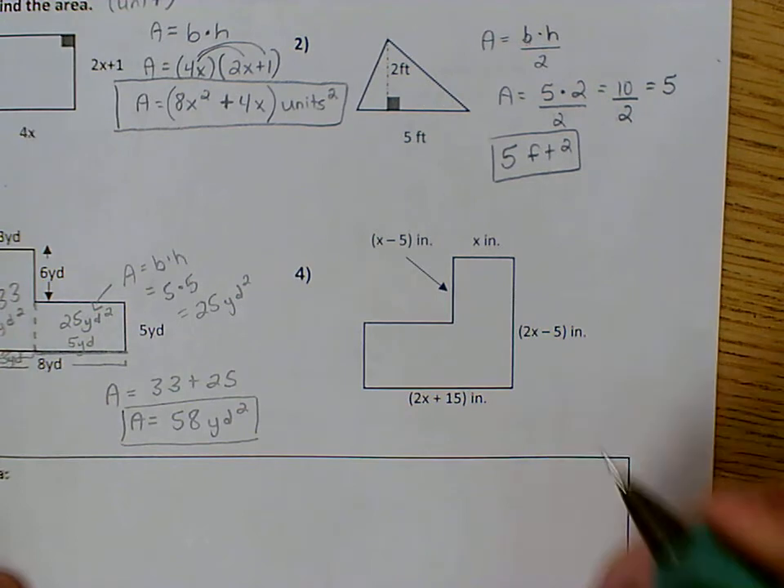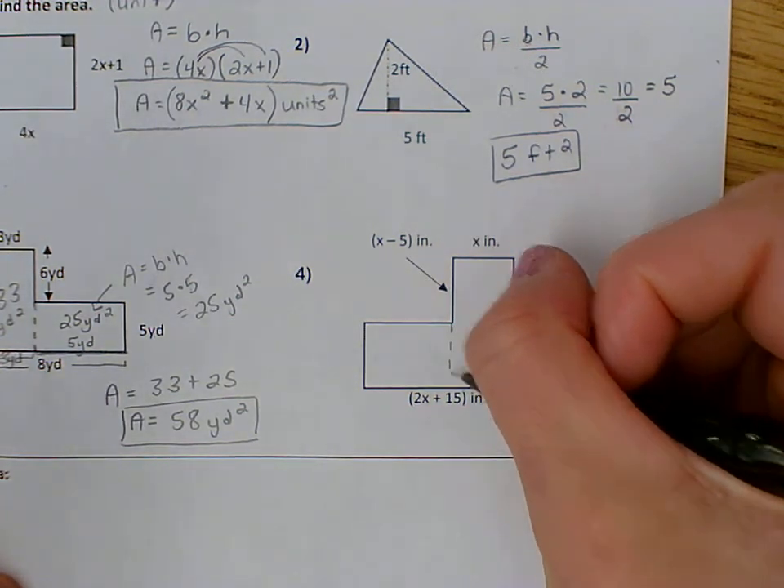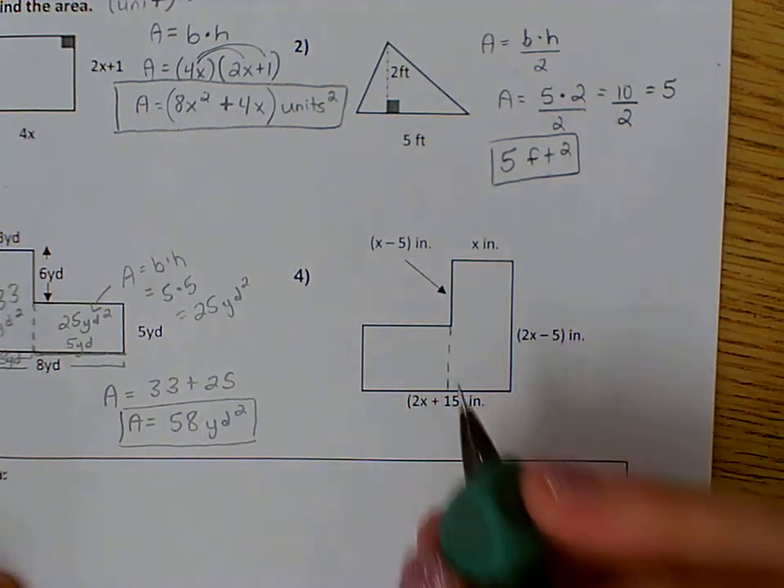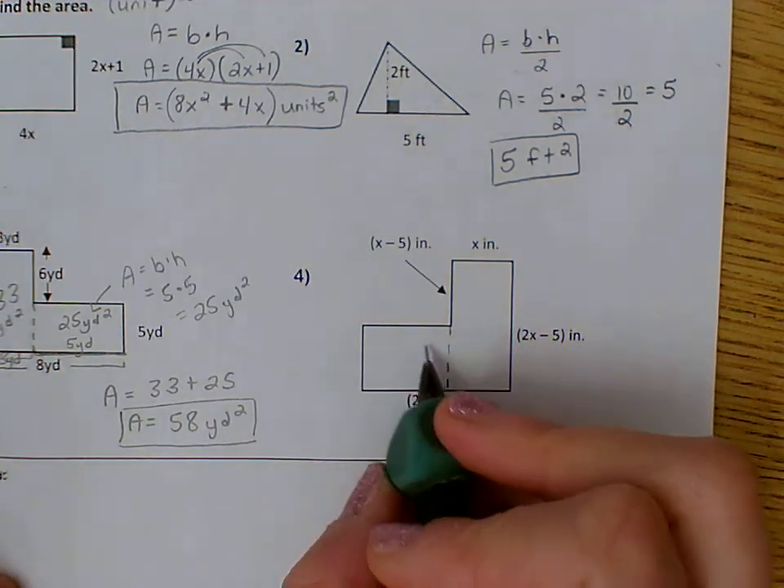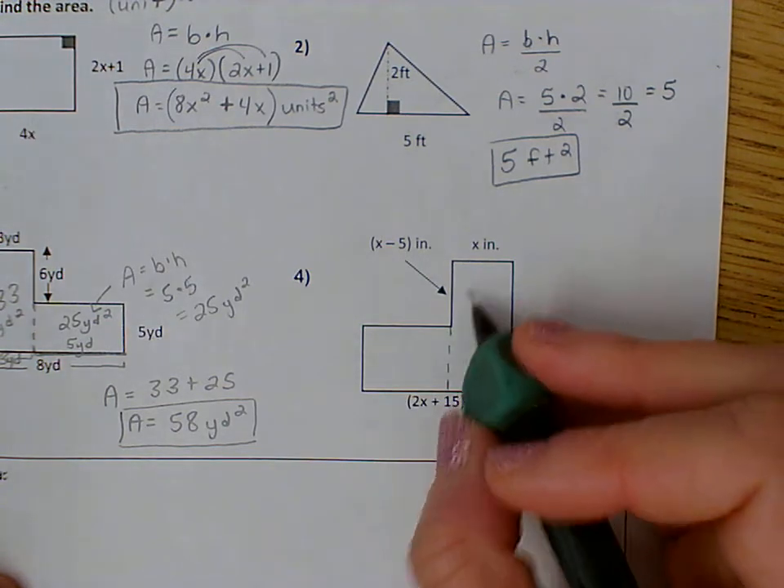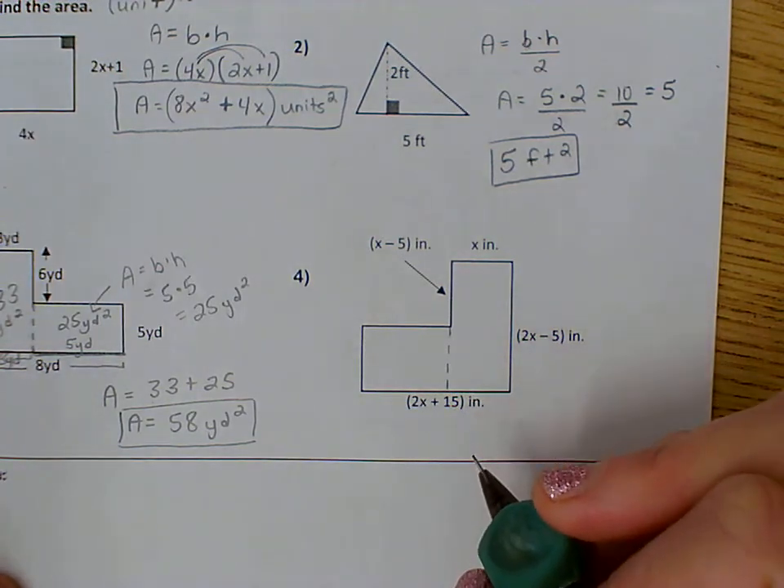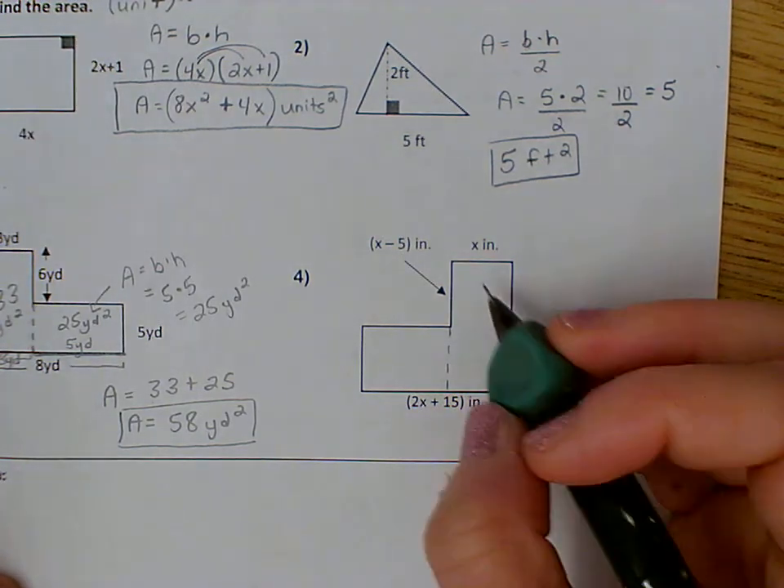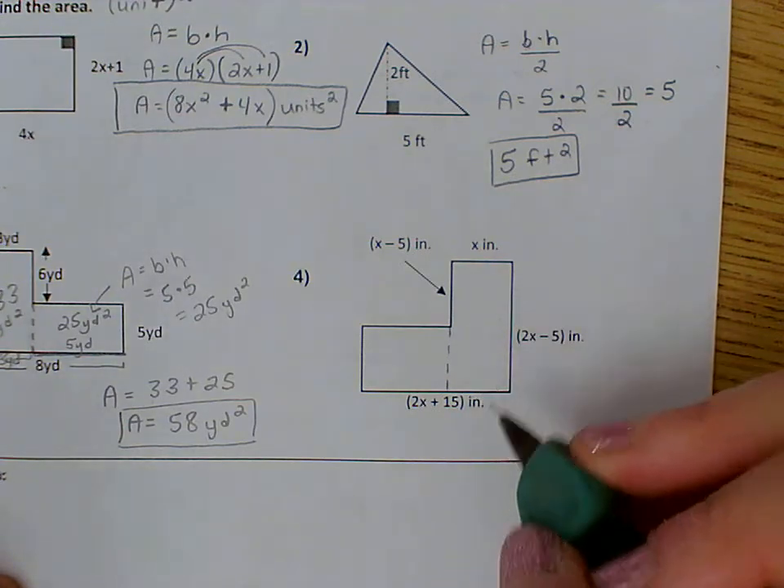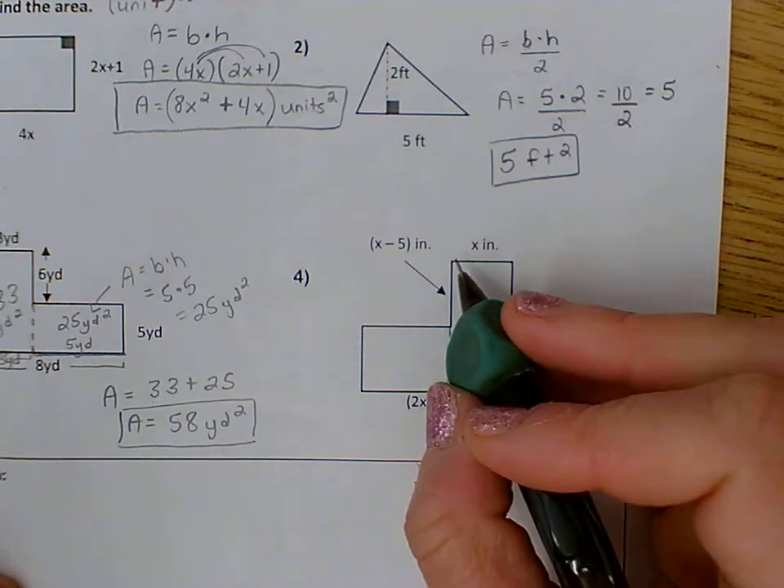Actually, you know what? It might be easier just looking ahead to draw it vertically. If you look ahead, sometimes you'll realize that it might be easier to do one way or the other, okay? So we're going to find the area of this little piece. Then we're going to find the area of this little piece, and then we just add them up, okay? And so let's start with this piece, okay? So we have to find the base and the height of this piece, all right? So make sure that you realize what the base and the height is.